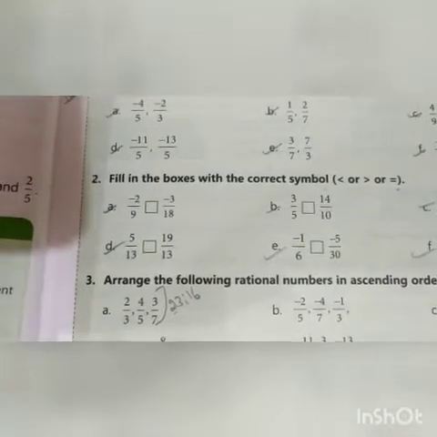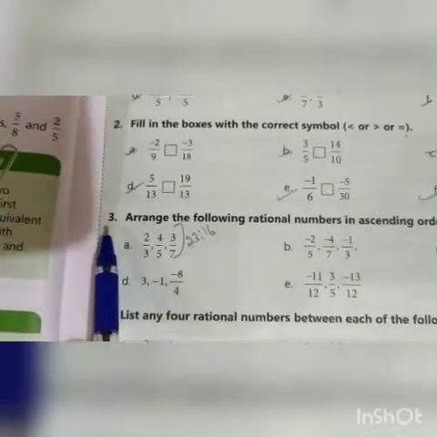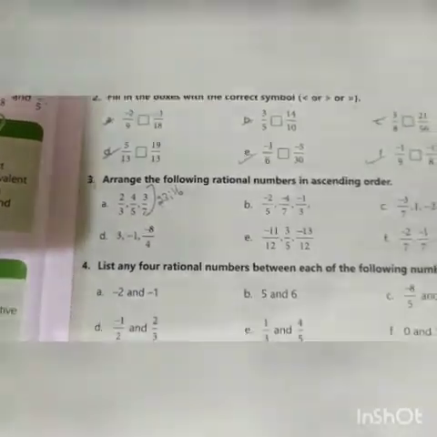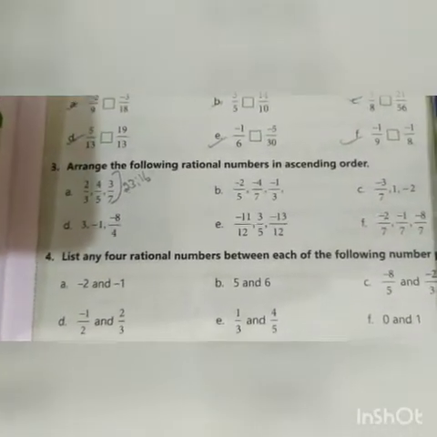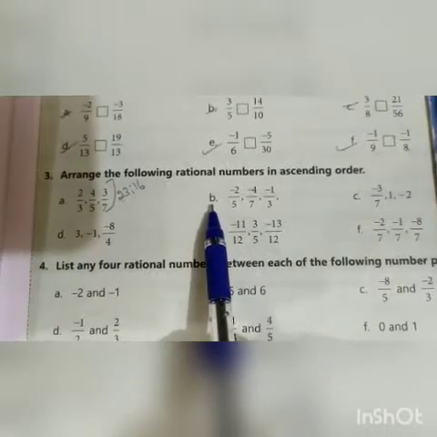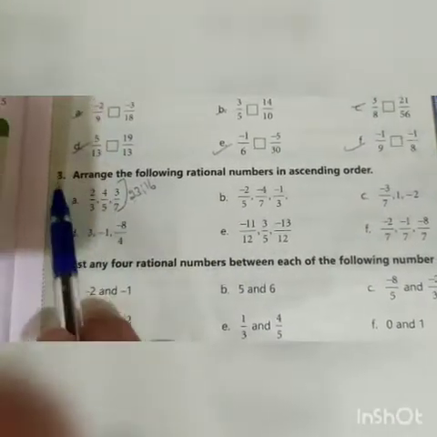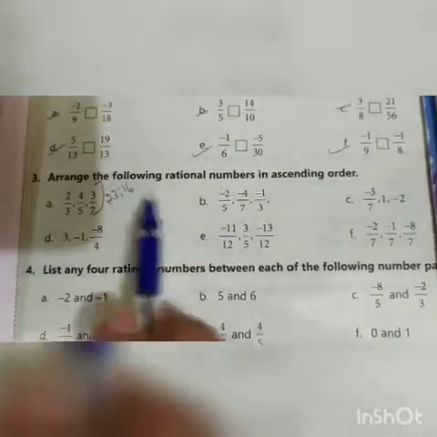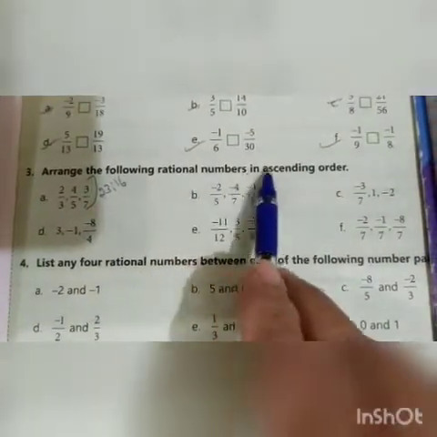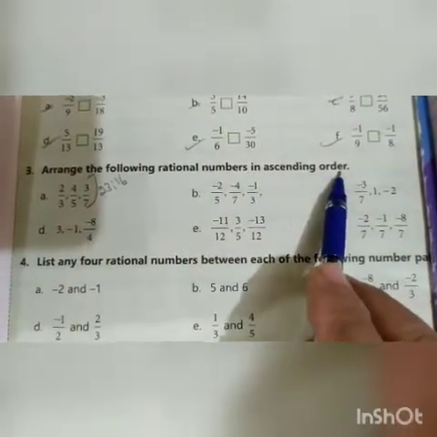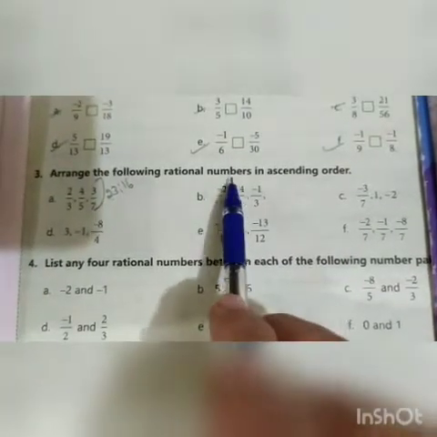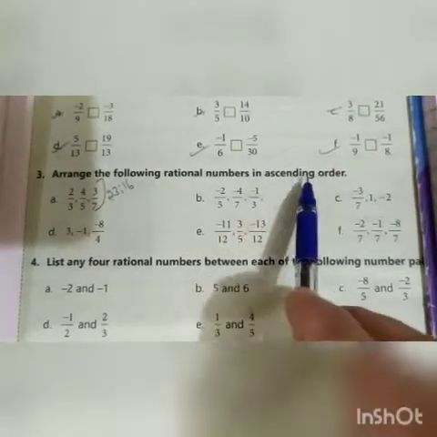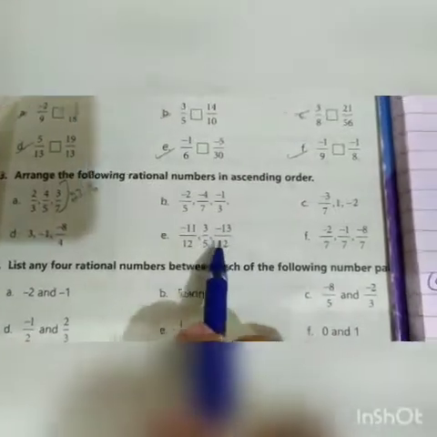In the previous class, I explained to you the comparison of rational numbers in exercise 3B, and we completed up to question number 3A. Today we will continue the same exercise starting from question number 3B. So question number 3B: arrange the following rational numbers in ascending order. We have to arrange the given three rational numbers in ascending order. I have copied the question here in my register.